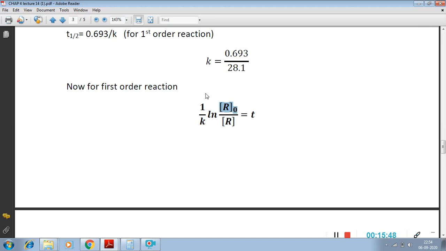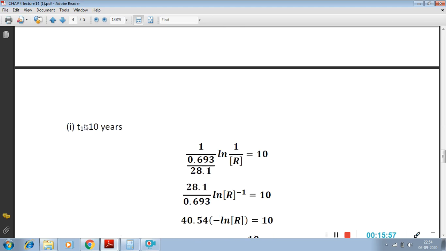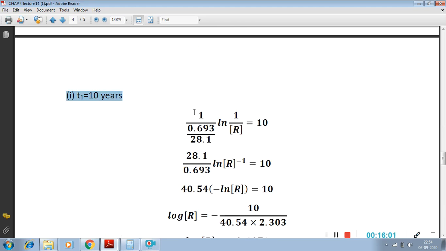The baby has consumed 1 microgram, that is our initial concentration, and the time T value is also given to us. In the first case, time T is 10 years. So put the values in the equation: 1 divided by 0.693 divided by 28.1, into ln of 1 microgram, the initial concentration, divided by the concentration of R, is equal to 10 years.